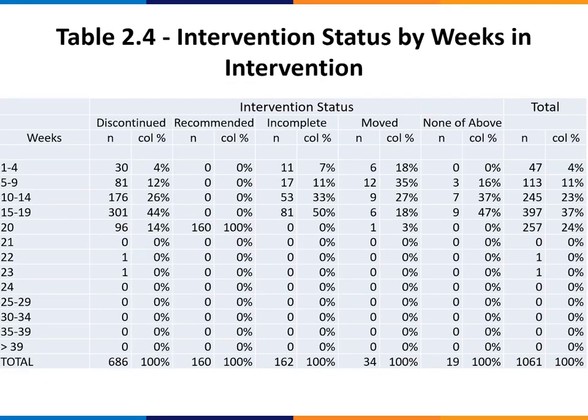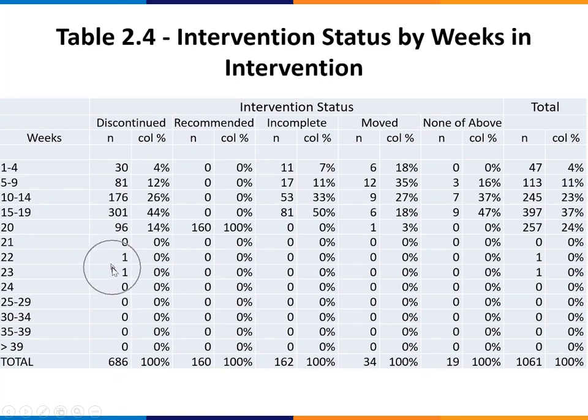So the intervention status, we're looking at intervention status by number of weeks in the intervention. Along the left-hand side, you'll see the number of weeks that a child would be in an intervention, and then we have our intervention statuses along the top. For example, 30 discontinued students had an intervention that was between 1 to 4 weeks. 81 discontinued students had an intervention that lasted 5 to 9 weeks. 176 students had an intervention that lasted 10 to 14, and 301 had an intervention that lasted 15 to 19 weeks, and so on down the row.